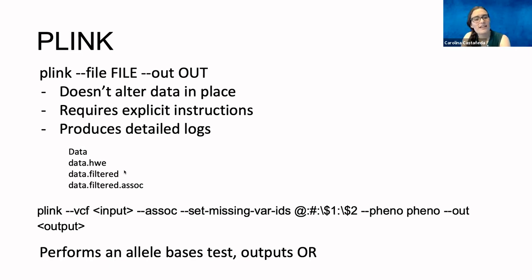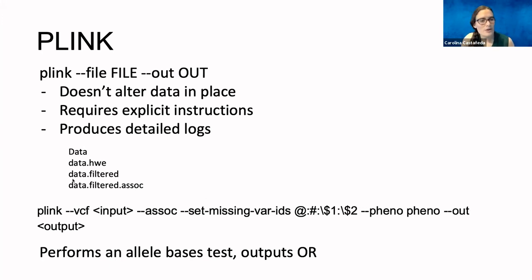And then let's say you want to make an association test on this filtered data. PLINK will give you an output called data.filtered.association. In this way, you can also know that this final file with the association results was not performed on the original data, but on the filtered one. That makes it very easy to work with your files, and it keeps your files more organized.